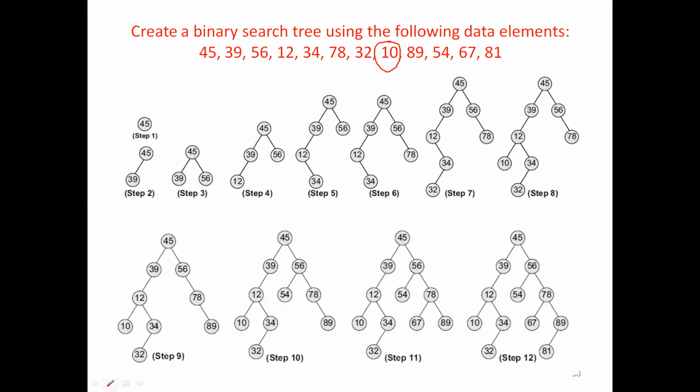89 is the bigger element. So the maximum function will retrieve the maximum element in the tree. It keeps on checking. Again, it goes to the root node, 45, and fetches the element.